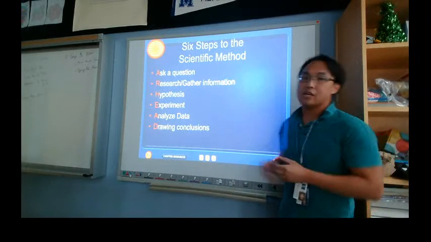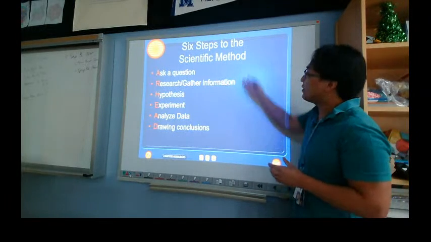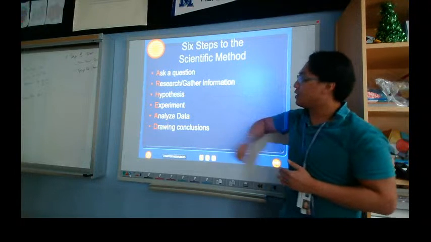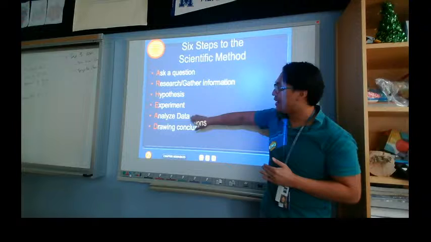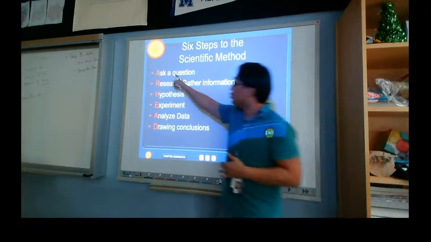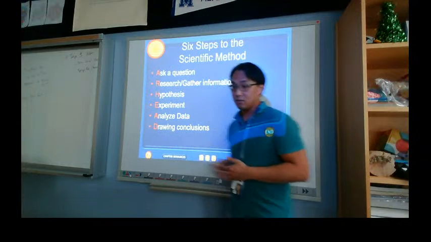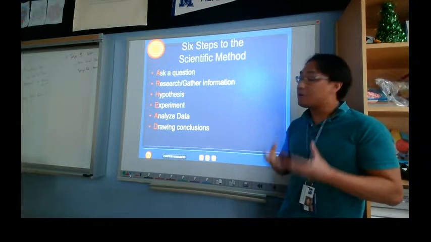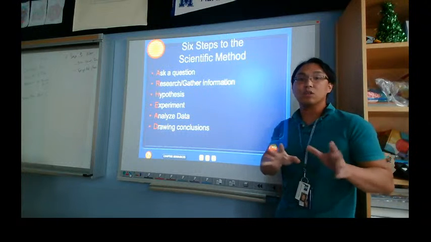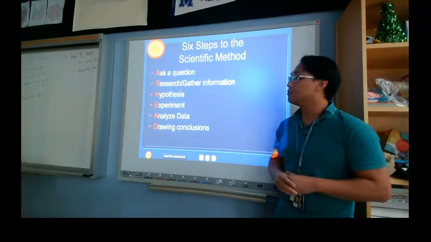So this is the first thing I want you to write down. I want you to write down the 6 steps of the scientific method. Ask a question, research, gather information, hypothesis, experiment, analyze data, and drawing conclusions. What you're going to notice is that there's a shorthand, R-head. That R-head is a very, very easy way to remember all 6 steps of the scientific method. So I'm going to give you a little bit of time to write that down.